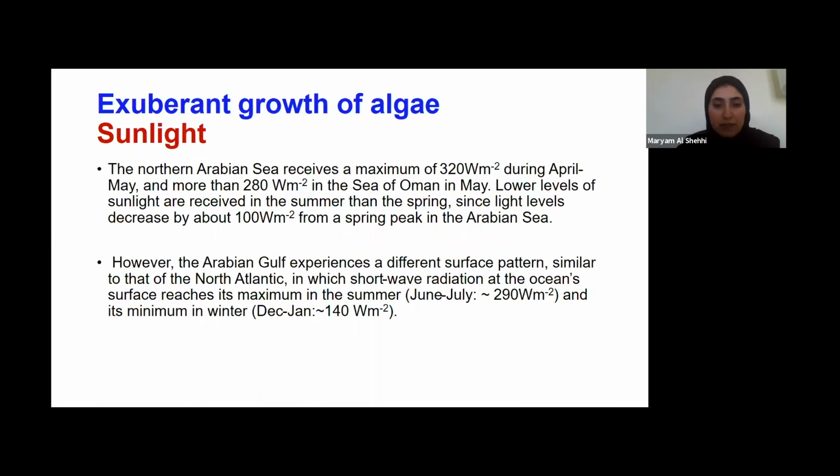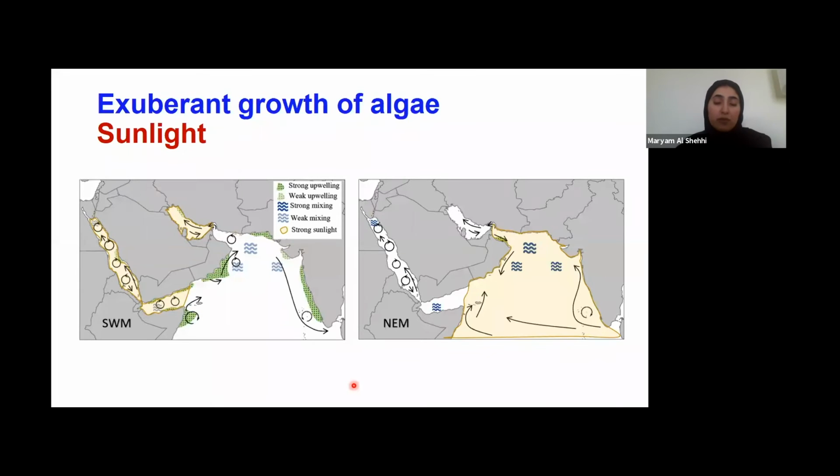So here we can see a map showing the distribution of sunlight during the southwest monsoon and the northeast monsoon. During the southwest monsoon, the sunlight is in the yellow area. The highest sunlight radiation is received in the Arabian Gulf, the Red Sea, and part of the southern part of the Arabian Sea. However, in the northeast monsoon, the high radiation appears in the Red Sea. And this is very important in the distribution of the blooms, because the blooms depend on sunlight and the photosynthesis process.